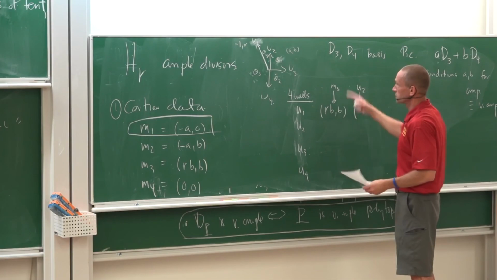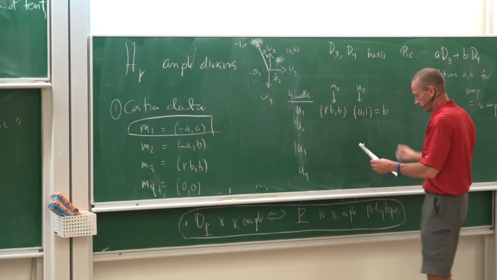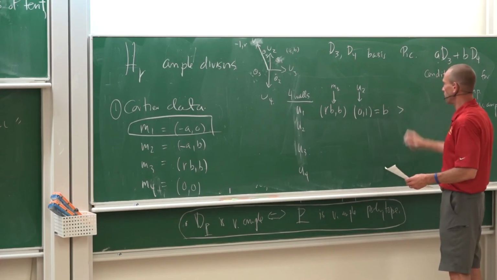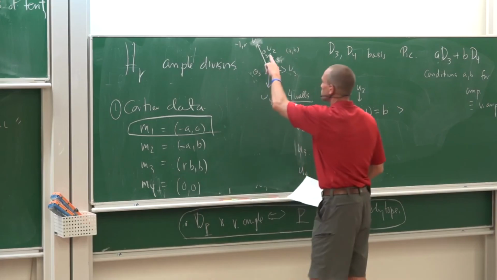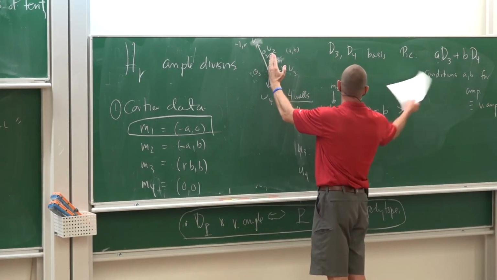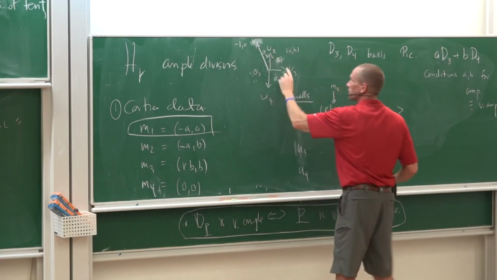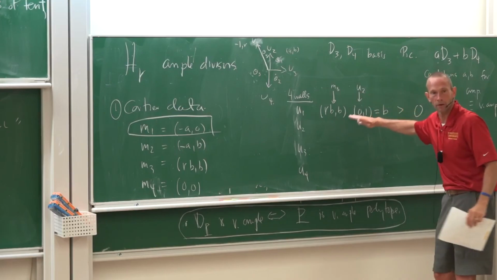And U2 is just, of course, 0, 1. So that's equal to B. And that has to be strictly greater than what? My minus A rho prime. What was the rho prime on this? What's the coefficient of my D? 0, right? Because this is a D2. B greater than 0. So is everybody with me on this?